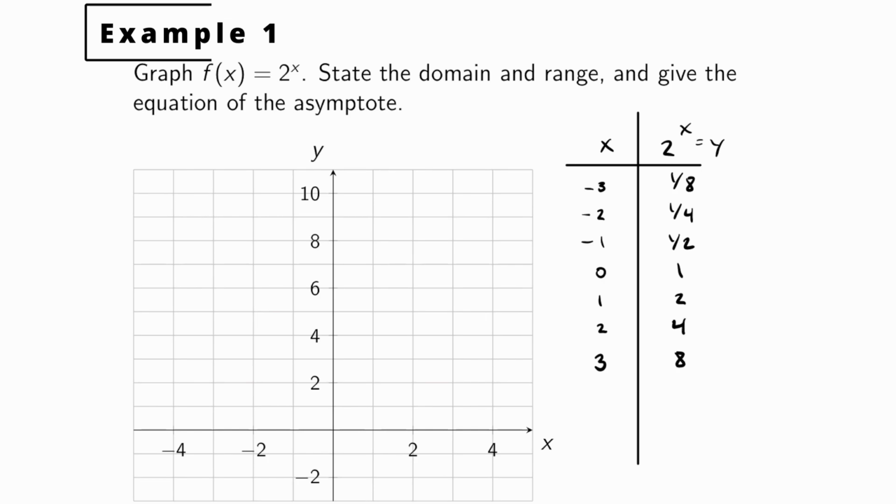So if we plot these points here, at negative 3, it should be 1/8. That's going to be pretty close to the x-axis. At negative 2, it should be 1/4. That will be also very close to the x-axis. 1/2 at negative 1, and then there. So that's like the first 4 points there. At x equals 1, it should be 2. At x equals 2, it should be 4. And at x equals 3, it should be 8. So it's going to look like this.